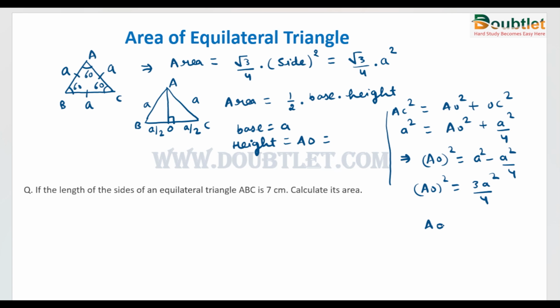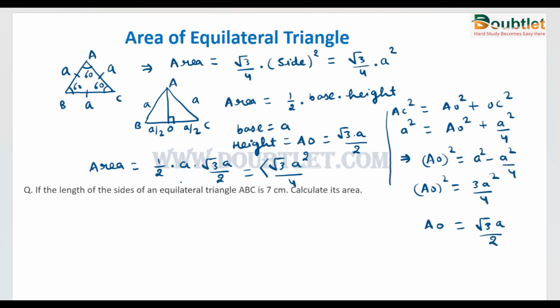Now if we take the square root on both sides, we get the length of AO. So it will be root 3A by 2. Now we can easily find the area by putting the values. So 1 by 2 multiplied by A multiplied by root 3A by 2. If we solve this, we will easily get root 3A square divided by 4. So this is the proof from the simple area of triangle formula.